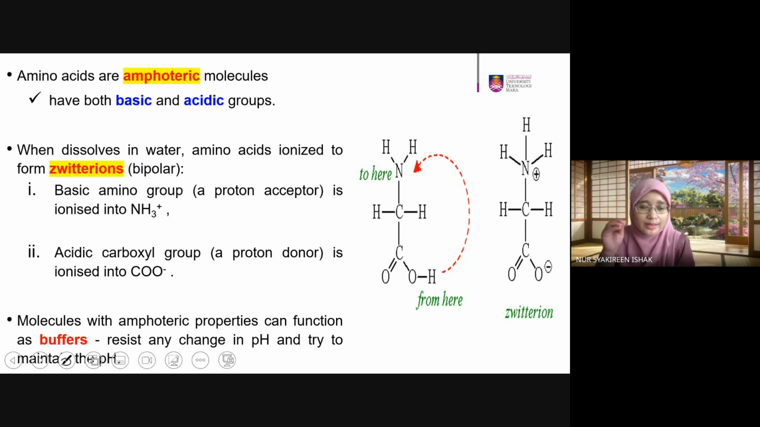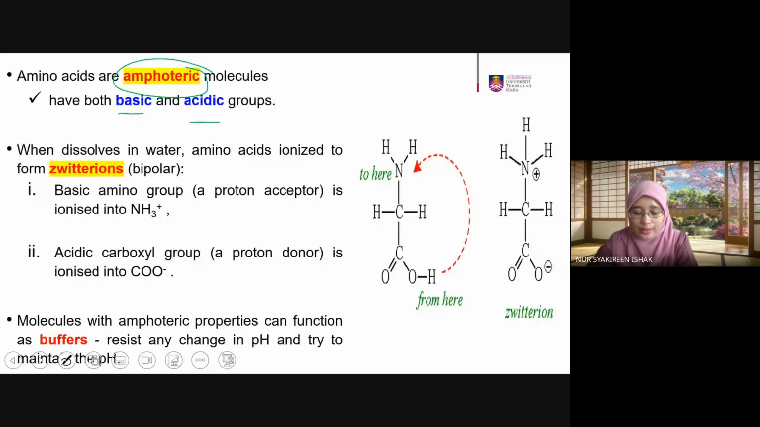Now we are going to look at the properties of amino acids. Amino acids are amphoteric molecules. This term you have to know. You have to be able to spell it correctly, and you have to know what amphoteric is. Amphoteric is the ability of a molecule to be both acid and base. Because the name is amino acid, it can be both basic and also acidic. So that is amphoteric.